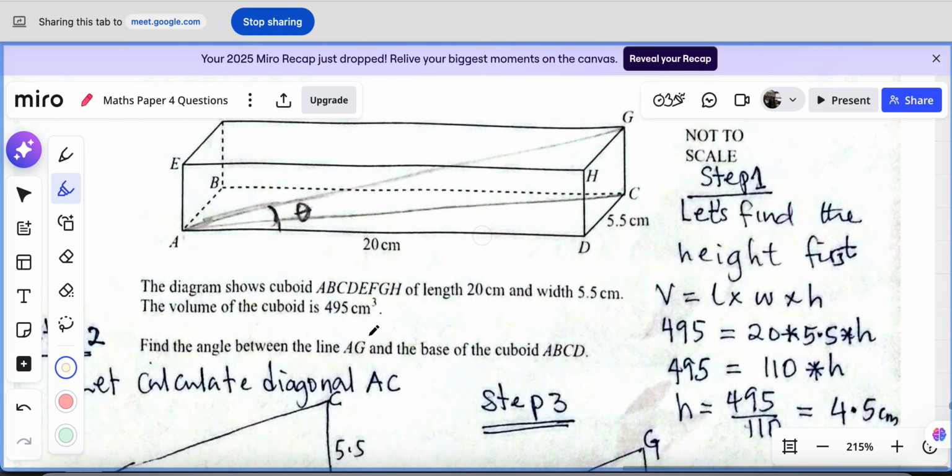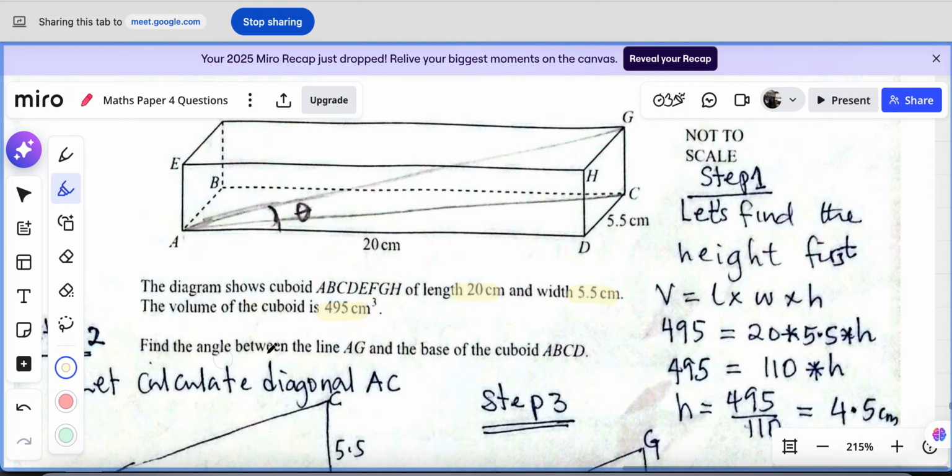They've given us the volume, so we can calculate what? The height. Because we know the volume, we know the width, we know the length. Only the height we don't know. So since we've been given the volume, we can easily find the height.